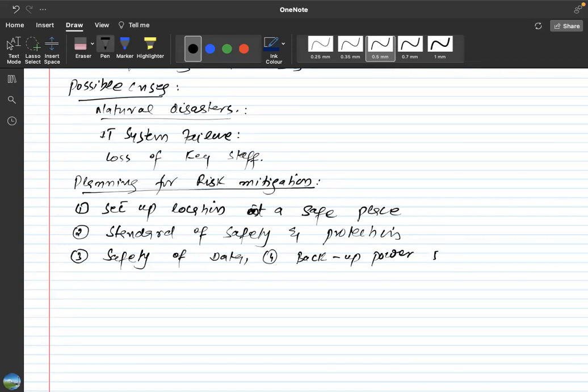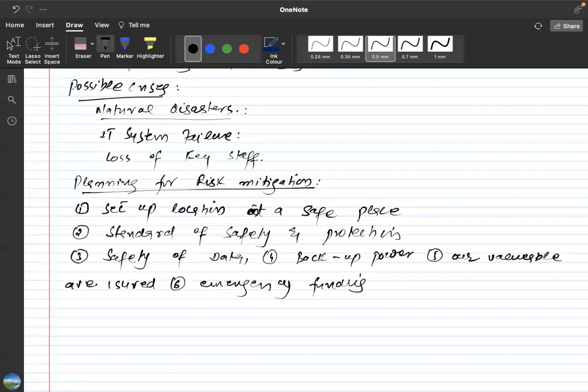We should ensure that our valuables are insured. We should take insurance for all the valuable materials, machinery, and all that. We should also ensure that we have some emergency funding to be used in situations of emergency. And we should produce a business continuity plan. We'll talk about this continuity separately now.